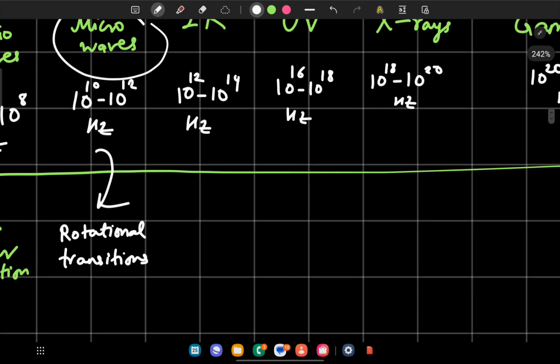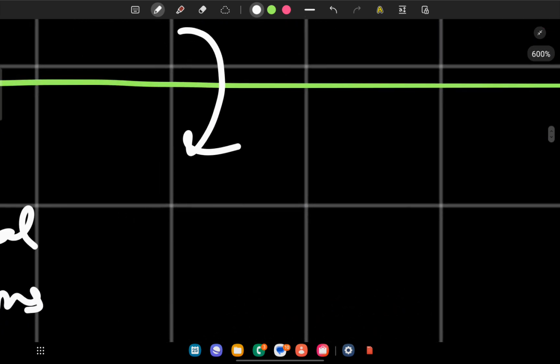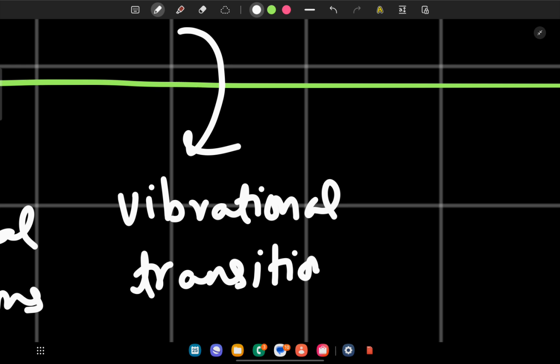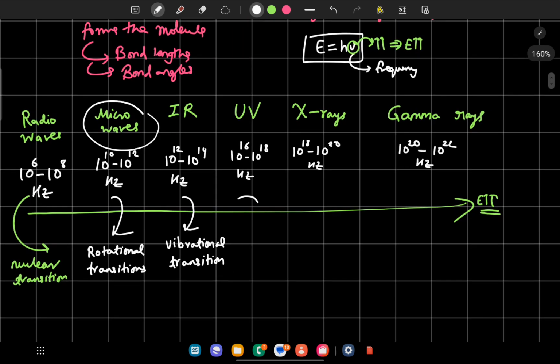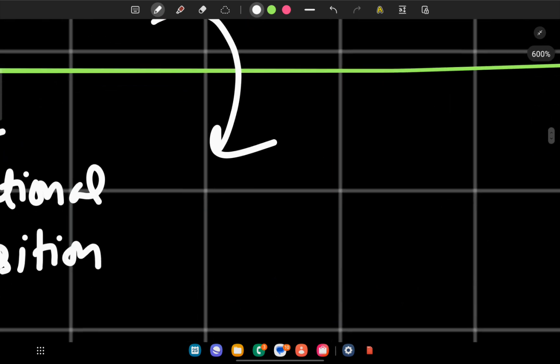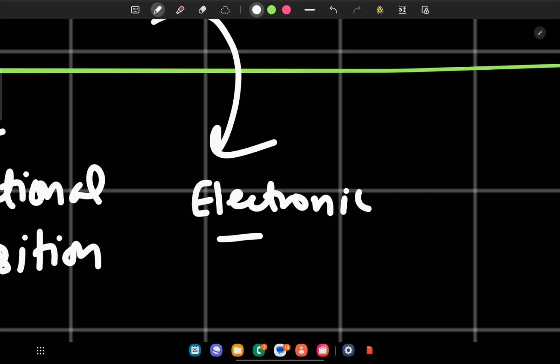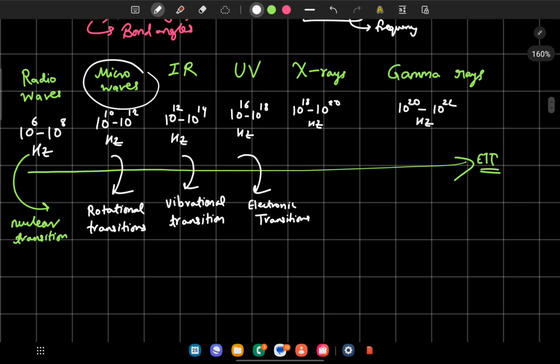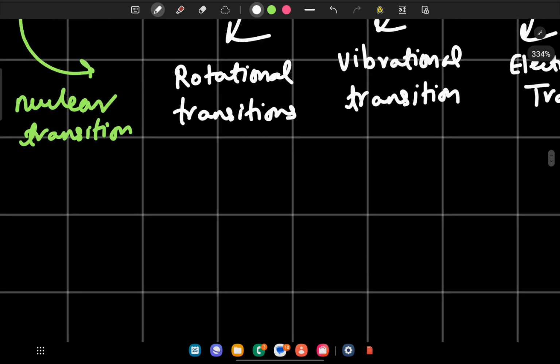Your IR is associated with vibrational transition, while your UV is associated with electronic transitions. Now let us try to figure out certain more details of this particular series.